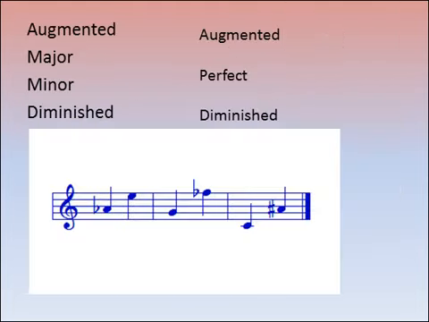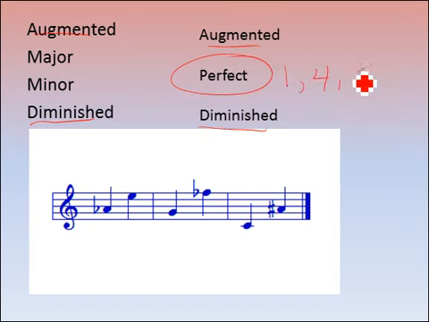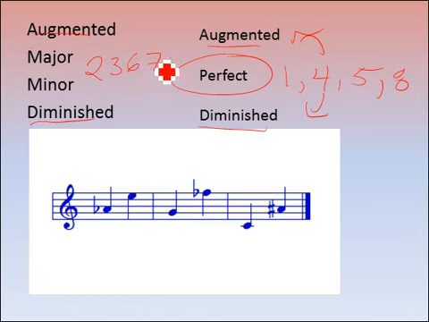There is in fact augmented and diminished. And the hierarchy is this. If you have a perfect interval, so that 1, 4, 5, and 8, they can also be diminished and augmented. If it's 2, 3, 6, and 7, they can be major or minor, which is the first calculation, but they also can be augmented and diminished. Okay?